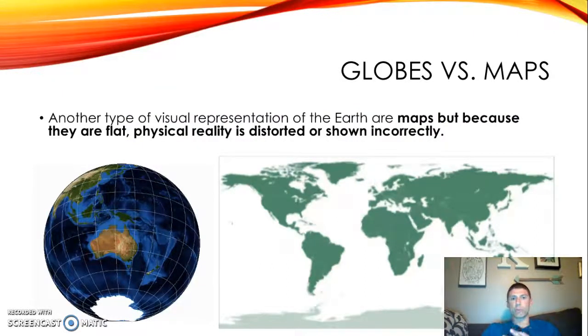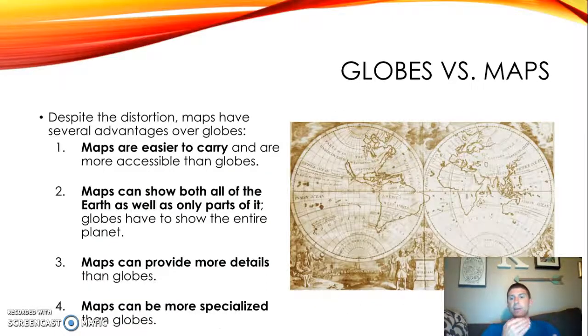Another type of visual representation of the Earth are maps because they are flat. Physical reality is distorted or shown incorrectly. So maps are not the best way to show the Earth as it really is, but a map is easy to carry. It can show parts of the Earth, or it can show the entire thing. It can show more specific detail of something than just what the Earth looks like.